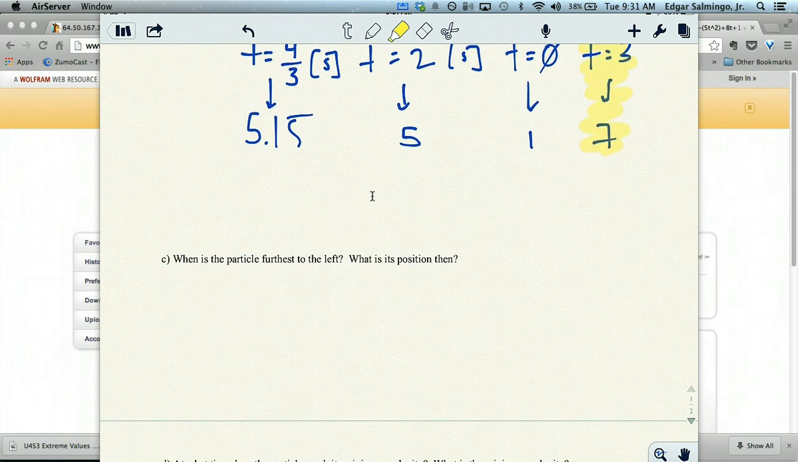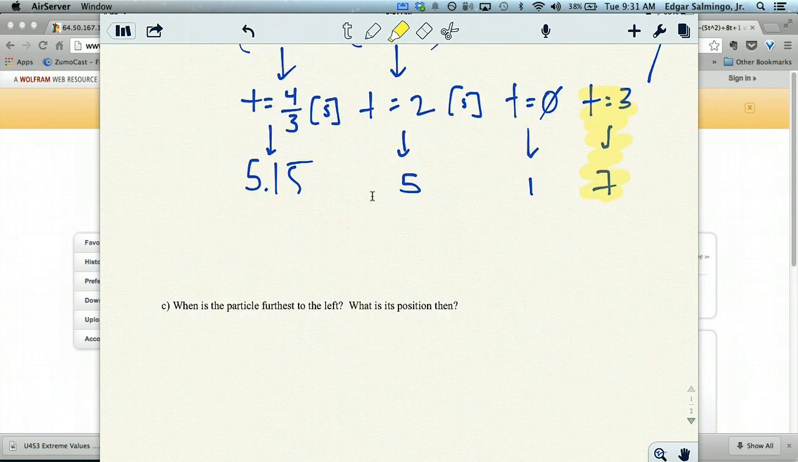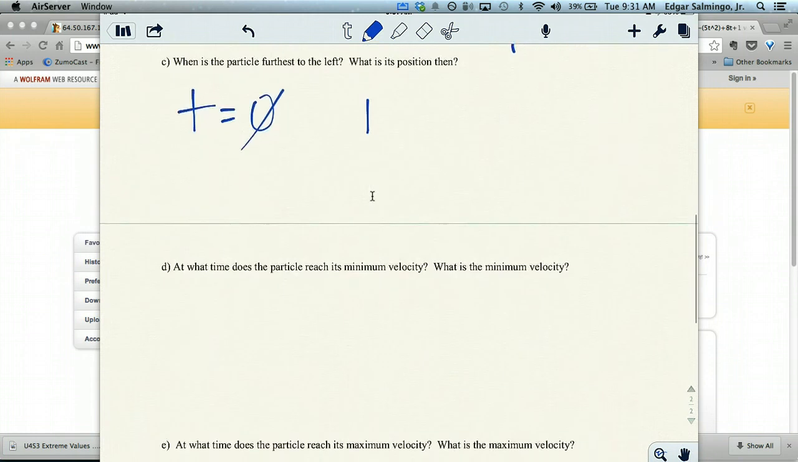Well, we already found all the values, the critical numbers, and I also put in the endpoints. I already calculated all of them. So instead of doing any work, I can find out when the particle is furthest to the left. You can see that the furthest to the left, or the smallest number, is this one over here. So when is the particle furthest left? t equals 0, and its position is 1. Okay, that's how you do that one.